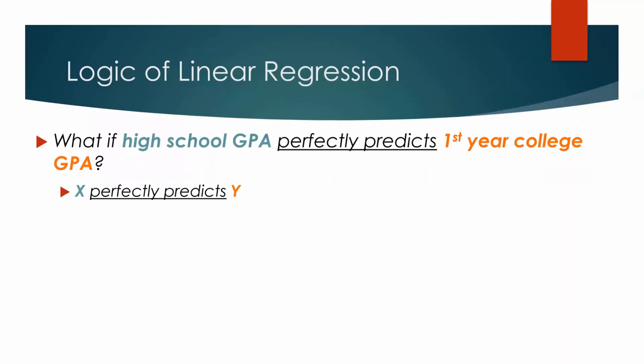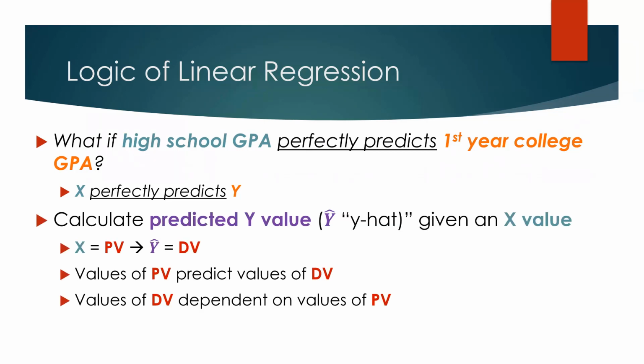So we asked the question, what if high school GPA perfectly predicts first year college GPA? What does it look like when X perfectly predicts Y? Well, that's what linear regression is really wanting to do. What it does is it calculates the predicted Y value. It's a symbol called Y hat. It literally just looks like it has a hat on top of it, so they call it Y hat. The intention was not to be creative, it was to be straight to the point.